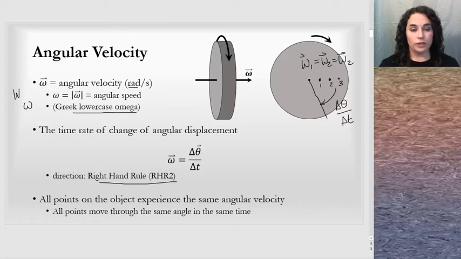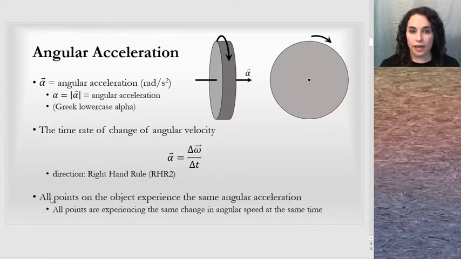Similarly, in following the logic from angular velocity, if we have a change in angular velocity, we can designate angular acceleration. And the equation is down here, change in angular velocity over change in time. This is represented by a Greek lowercase alpha, which is drawn very simply. The SI units on this is radians per second squared.